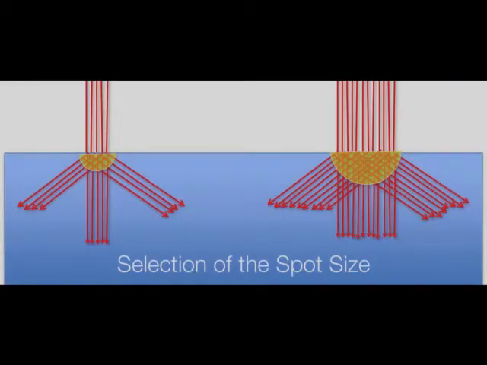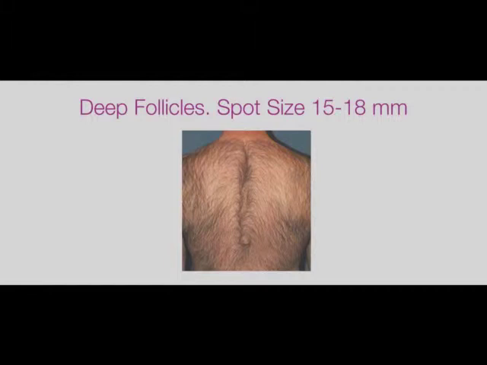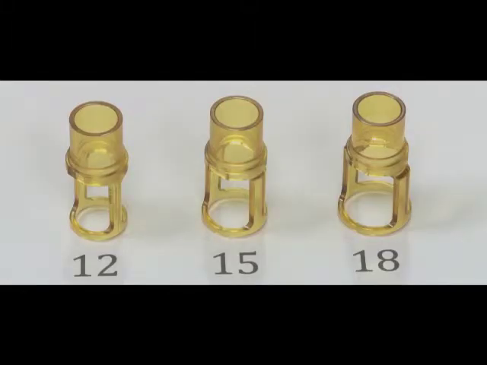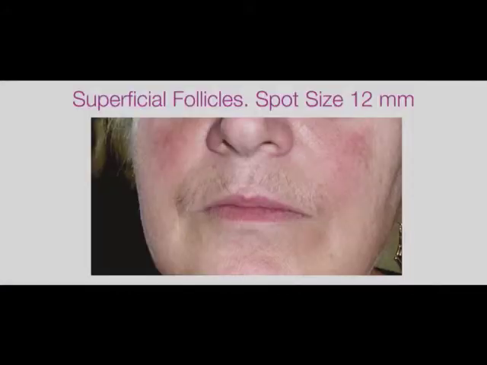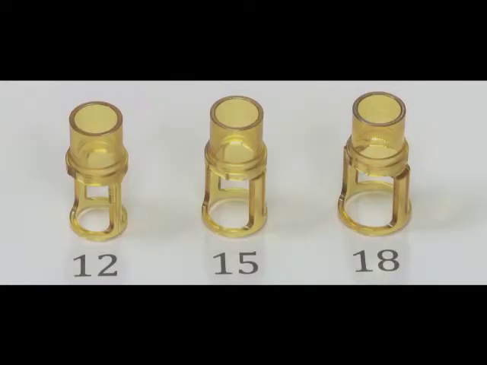Spot size selection for hair removal depends upon the depth of the follicle, and therefore the part of the body that is being treated. For deeper follicles found in the body, you will use a 15 or 18 millimeter spot size. For more superficial follicles on the face, you will use the 12 millimeter spot size.